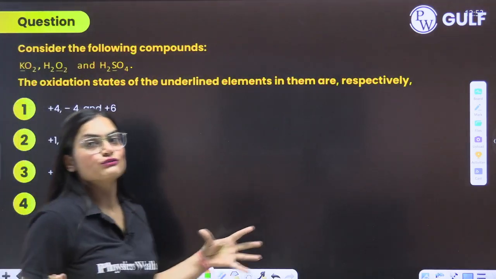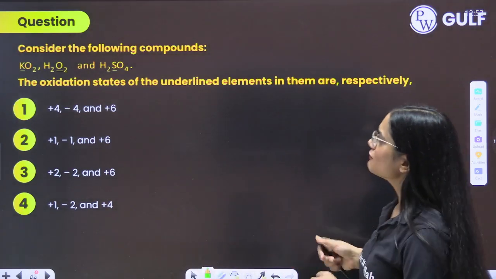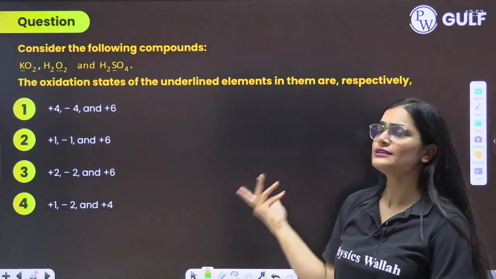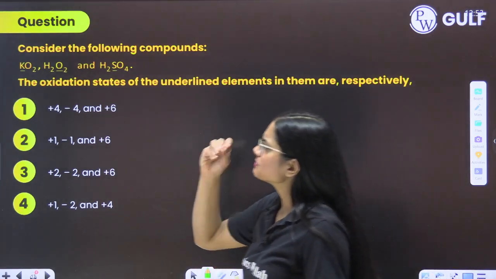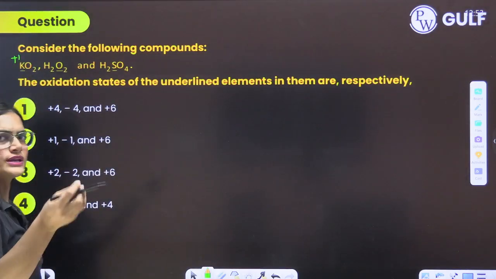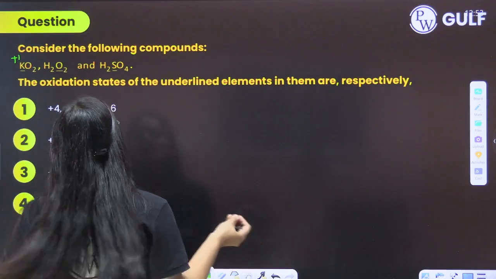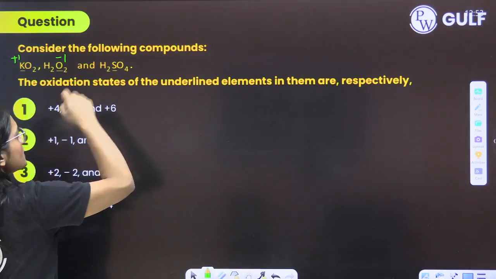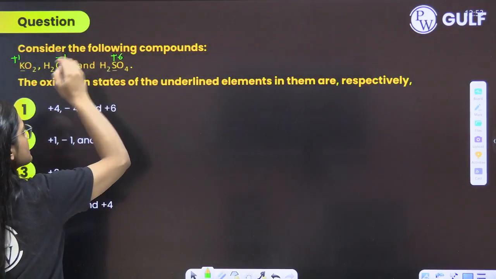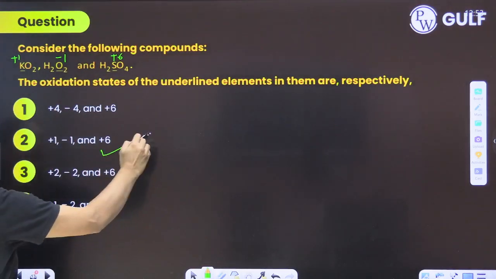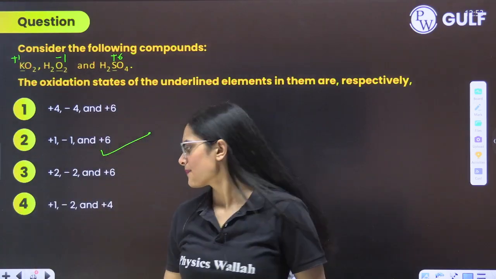But this was one of the easiest questions. Consider the following compounds. In these compounds, you have to find out oxidation state of underlined elements. You know that potassium has +1. Potassium is a group 1 element. It carries +1 charge. It is a peroxide, so oxygen here would have -1. Sulfur here is in +6. So which option is correct over here? +1, -1, 6. Option second is the right answer. Next one.